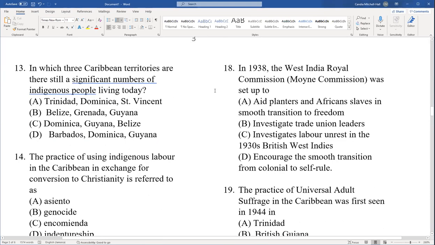Which one? 13. Sir, is it C? Yes, you are correct. Dominica, Guyana, and Belize.